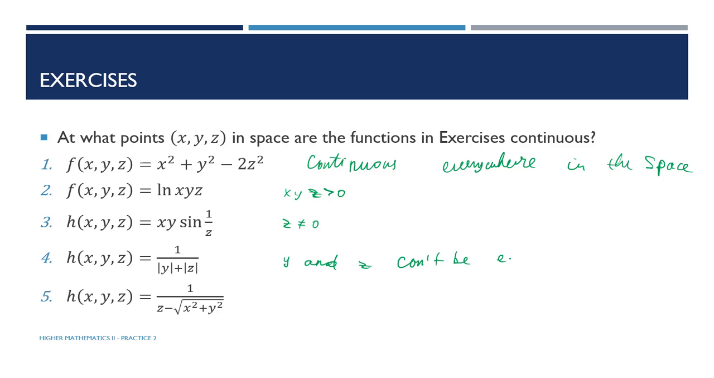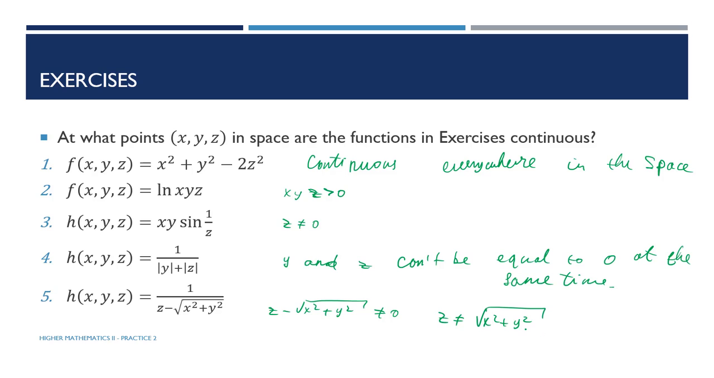Y and z can be equal to 0 at the same time. In all other cases, they are continuous, and this one, z minus square root of x squared plus y squared is not equal to 0, which gives us z is not equal to the square root of x squared plus y squared. If these conditions all hold, our given functions are continuous.